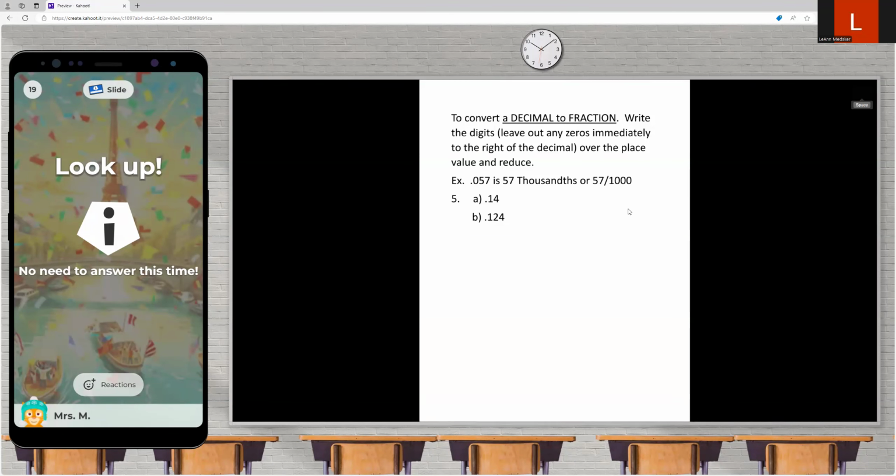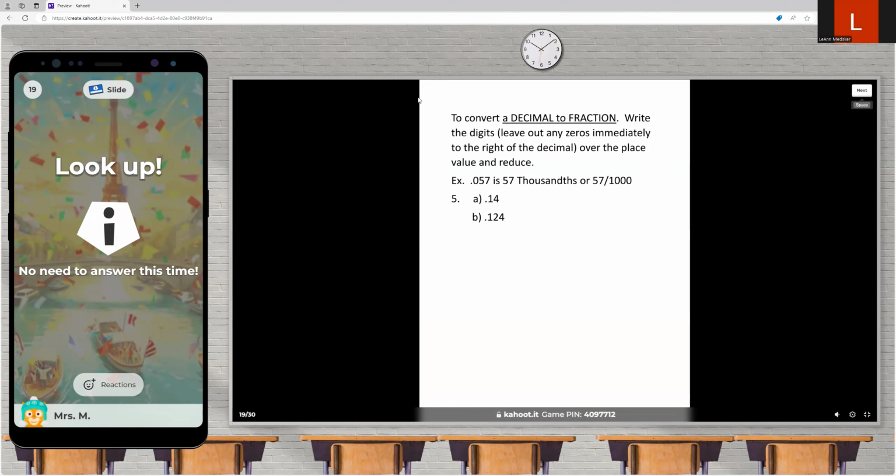So this is just based on what place value it falls in. So when I look at this, it says write the digits, leave out any zeros immediately to the right of the decimal over the place value and reduce. So 0.057 is in the thousandth place. That's the last digit. So we would write that as 57 thousandths or 57 over 1,000.